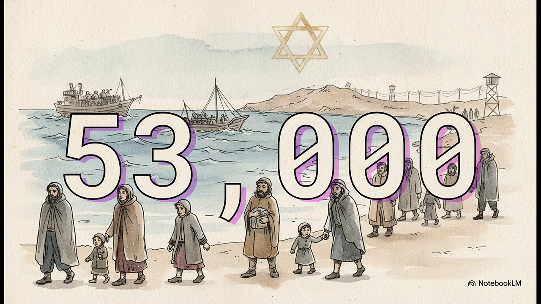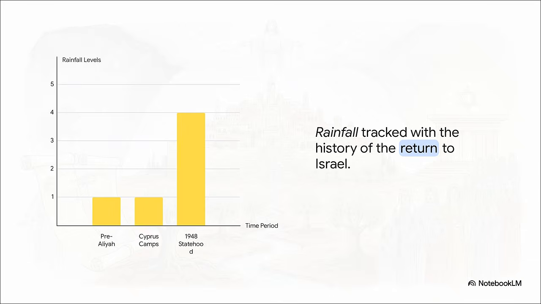So instead of finding immediate refuge, these 53,000 souls were actually placed behind barbed wire in detention camps on the island of Cyprus. And this brilliantly illustrates how the heavens themselves actually responded to this human struggle. The late British Bible teacher David Pawson charted 100 years of rainfall in Israel. Now, in this specific land, weather doesn't just come from all directions: the west wind brings life-giving rain from the Mediterranean, while the east wind brings desert drought.